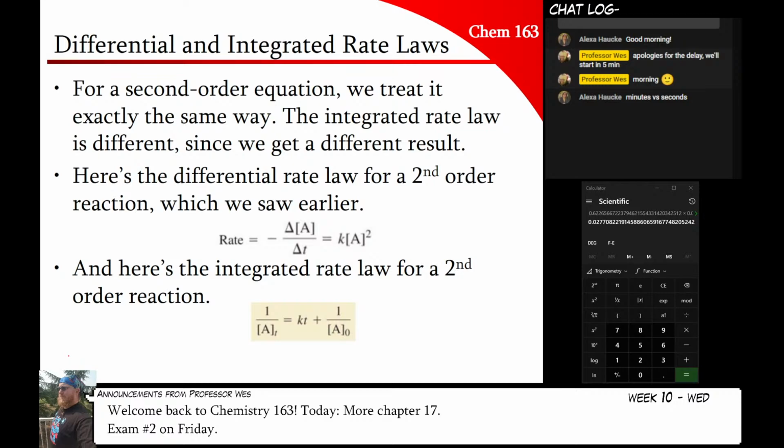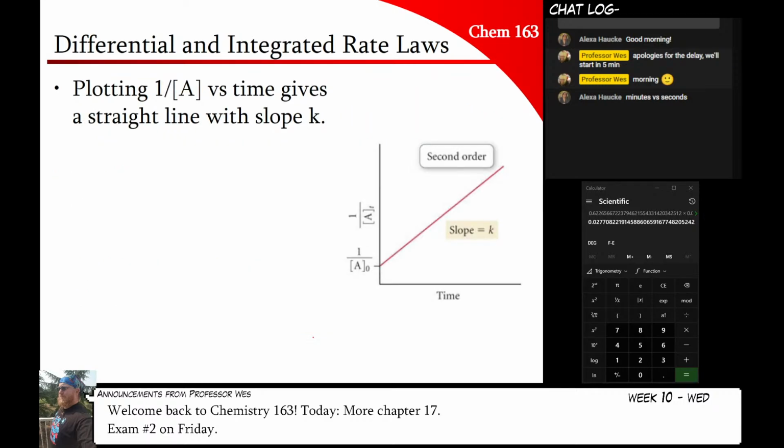But the result that we get is we get this equation here. You'll notice that there's a difference between second order equations and the other orders, first and zero order. And that is that the slope of this line is actually a positive number. This makes it immediately obvious when you plot something without even having to look at the axes. If you're looking at a graph and the slope is positive, you're looking at a second order plot.